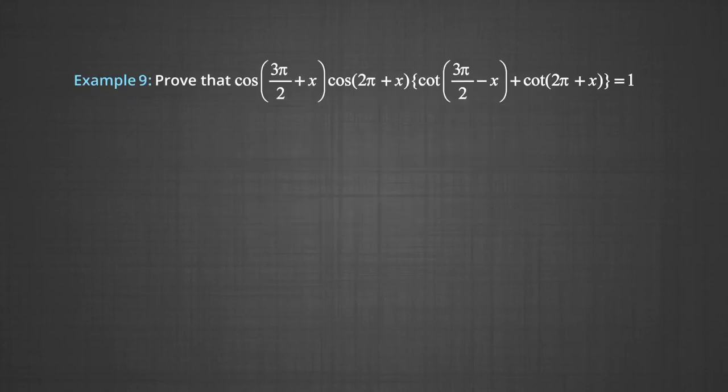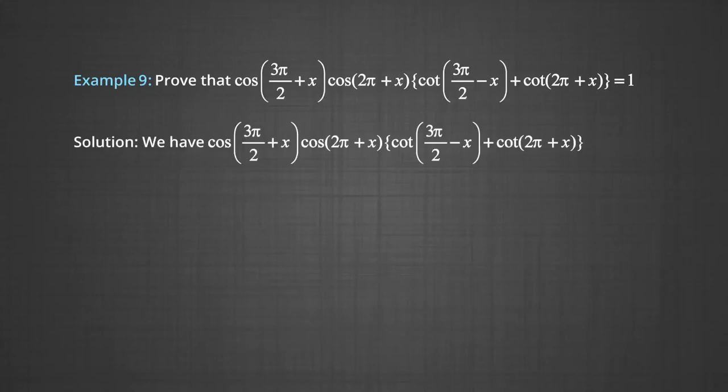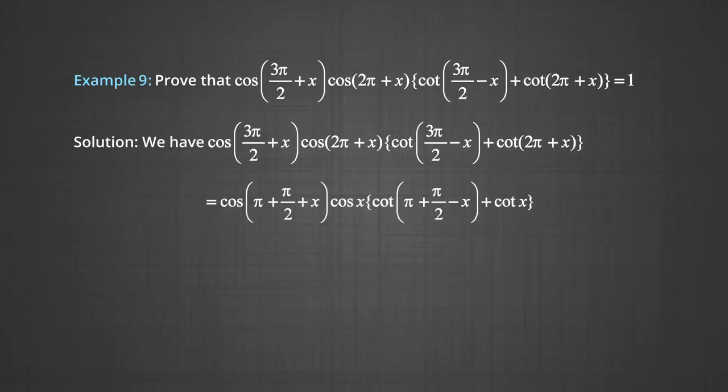In example 9, we have to prove that cos of 3 pi by 2 plus x into cos of 2 pi plus x, the whole thing multiplied by cot of 3 pi by 2 minus x plus cot of 2 pi plus x is equal to 1. We have cos of 3 pi by 2 plus x into cos of 2 pi plus x, the whole thing multiplied by cot of 3 pi by 2 minus x plus cot of 2 pi plus x. 3 pi by 2 can further be expressed as pi plus pi by 2. So, this expression can be written as cos of pi plus pi by 2 plus x, cos of x whole thing multiplied to cot of pi plus pi by 2 minus x plus cot of x.